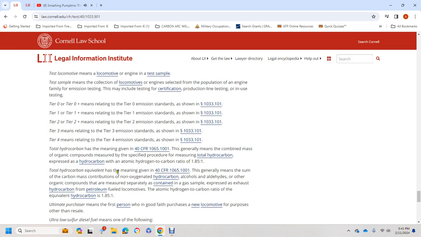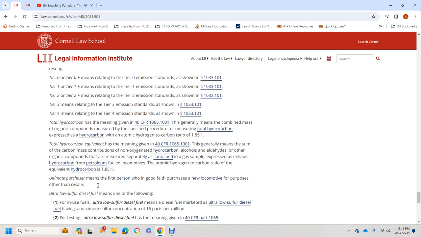Total hydrocarbon equivalent has the meaning given in Title 40 CFR 1065.1001. It generally means the sum of the carbon mass contributions of oxygenated hydrocarbon, aldehydes, and other organic compounds that are measured separately from the exhaust gas sample, expressed as hydrocarbon for petroleum-fueled locomotives with an atomic hydrogen-to-carbon ratio of 1.85 to 1.